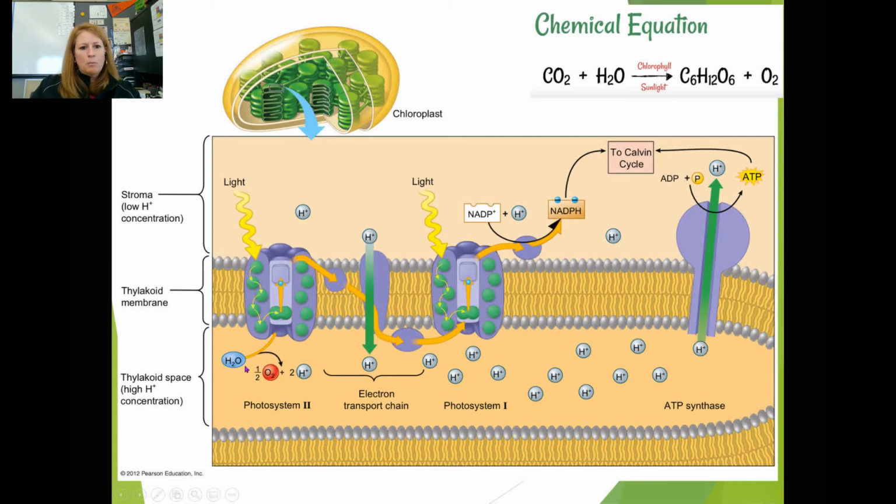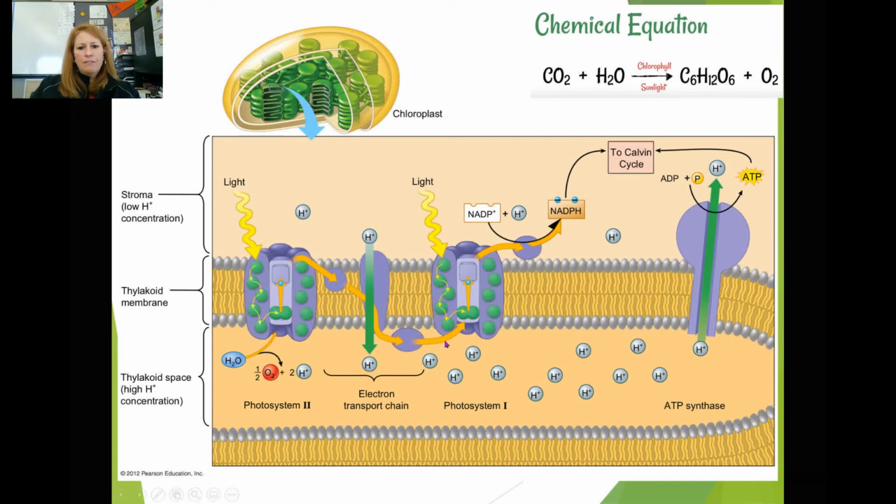Here's my water molecule. It's actually going to split to help push these different molecules through. It's called a pump. So when a water molecule splits, it's going to release the oxygen into the atmosphere. It's then going to have these hydrogen ions. It's going to help make these other molecules to use for later dark reactions.